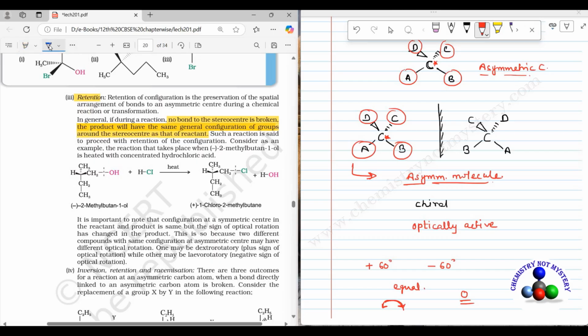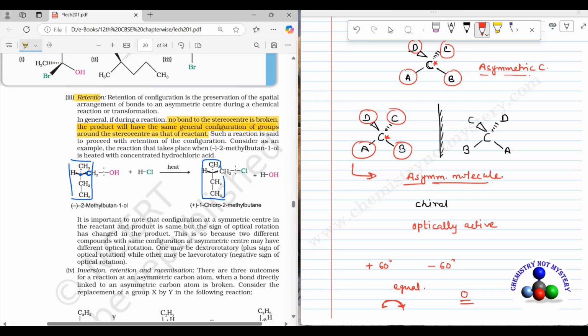Reaction takes place at this carbon, and this carbon is not a stereo center or chiral carbon. The chiral carbon is present next to it. This is the stereo center carbon. As the reaction takes place next to the stereo center, the configuration of the stereo center will remain the same. So here you can see the configuration of this part of the molecule is the same as before. That's why such reactions take place by retention of the configuration.